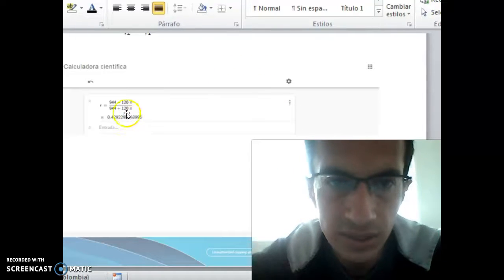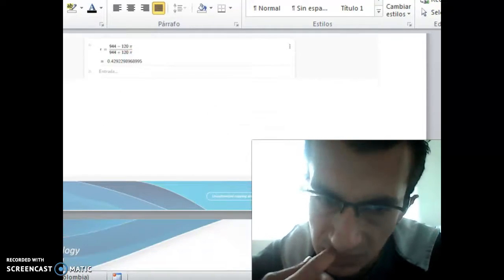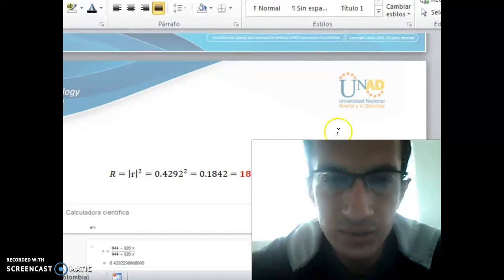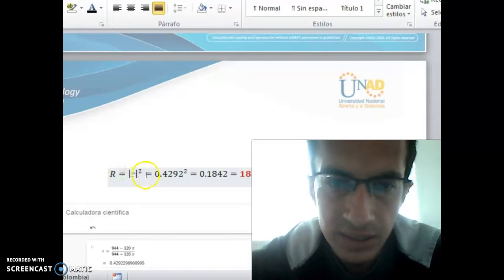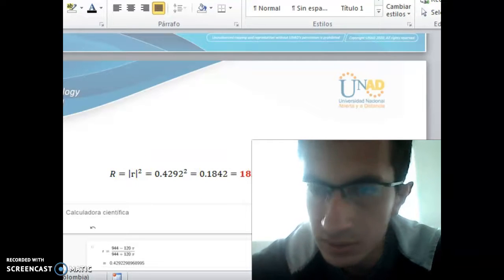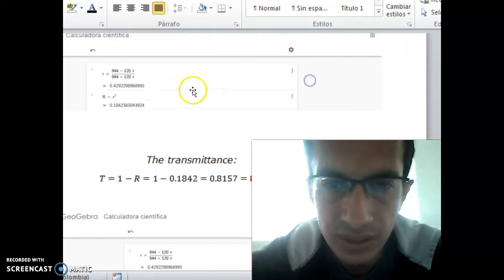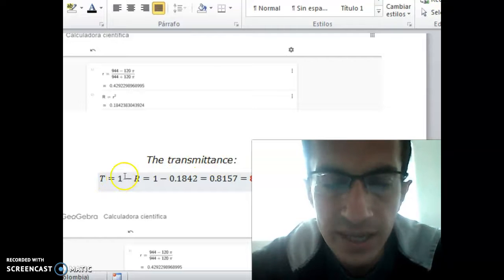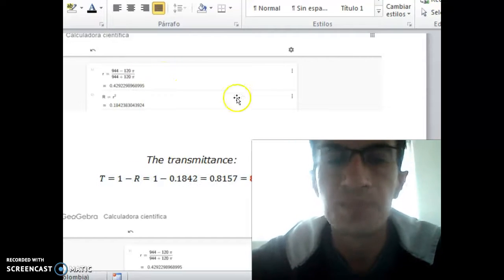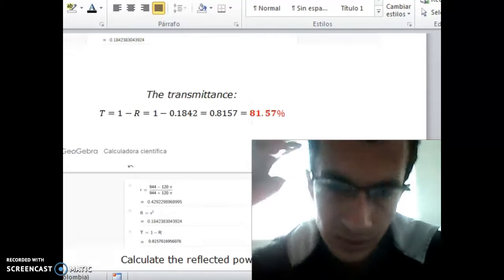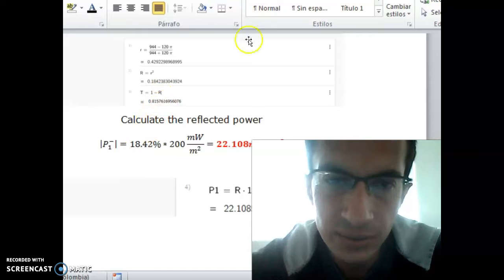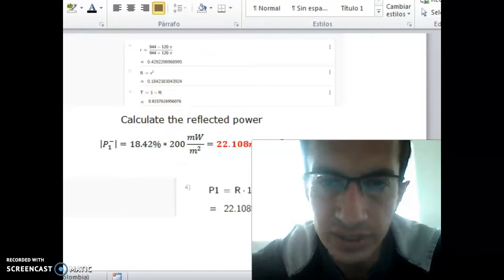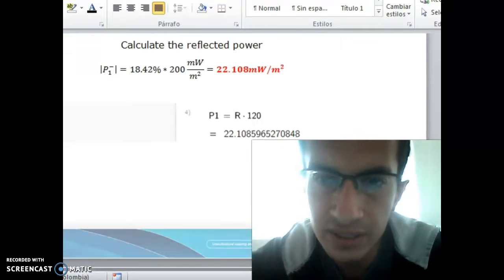This is the comparison on the scientific calculator. The result for R, this is V squared, and this is the result. Comparison on the calculator for the transmittance, and this is the unit subtract the result added. To calculate the reflected power, on this result, multiply by 200. This is the check on the calculator.